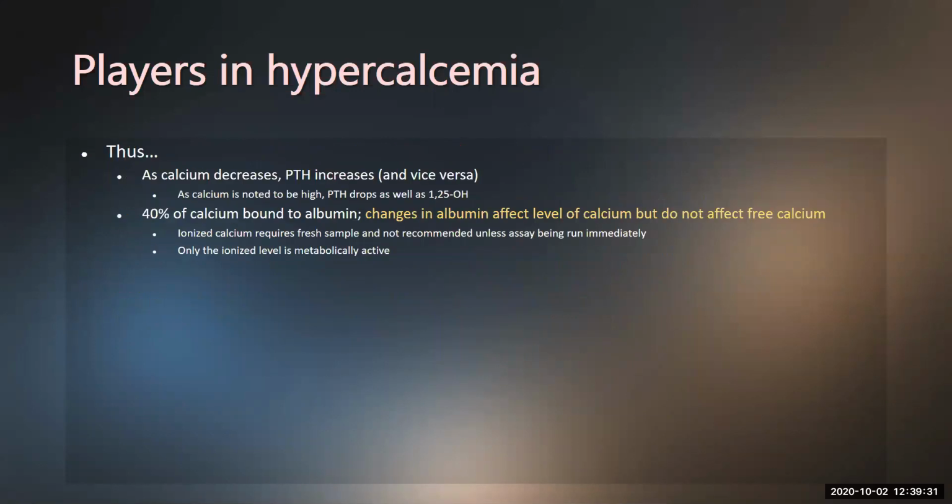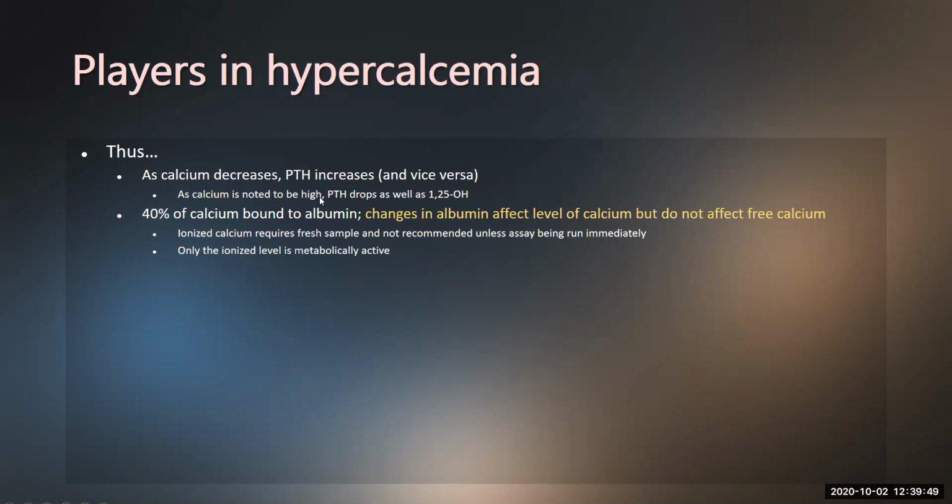Okay, so when calcium decreases, as I mentioned, PTH is going to increase, and then vice versa. And when calcium is high, the PTH is going to drop appropriately, as well as the 125, because you don't really need that absorption to happen. So you should see a drop in 125 as well, which is what the boards and stuff like that will try and ask you about.